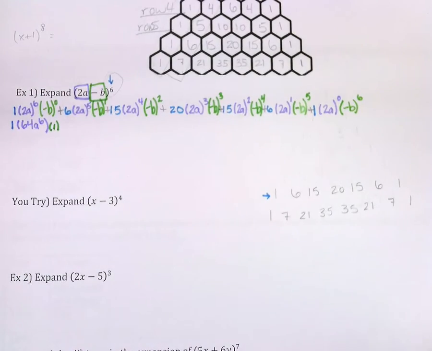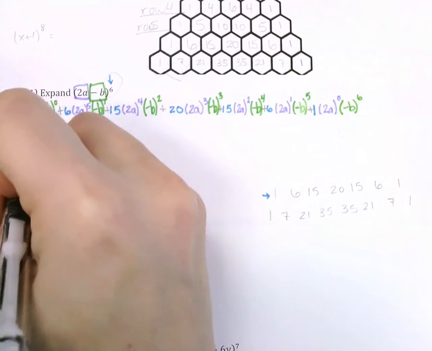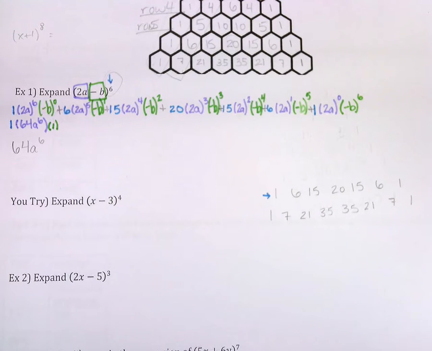Okay. So that first term, if we were to simplify it all together now, is going to be 64a to the 6th. That's our first term. Wait, how'd you get 64? Because Nick said it was 64. Yeah, 3 2s is 8, 16, 32, 64.